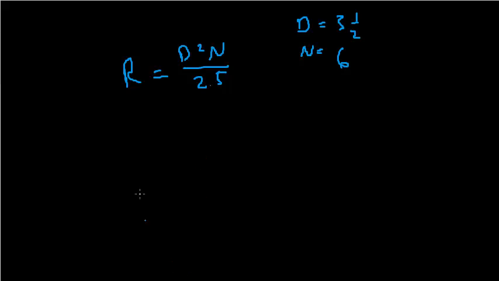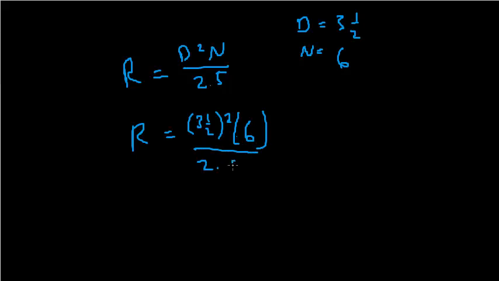We can make it a little more interesting with this formula. R equals D squared N all over 2.5. For evaluating an equation, we need to be given the values of the variables within that equation. So we need to know what D equals and what N equals in order to evaluate this equation. D in this case is 3 1/2, and N is 6. So if we evaluate this equation, R equals 3 1/2 squared times 6 all over 2.5.